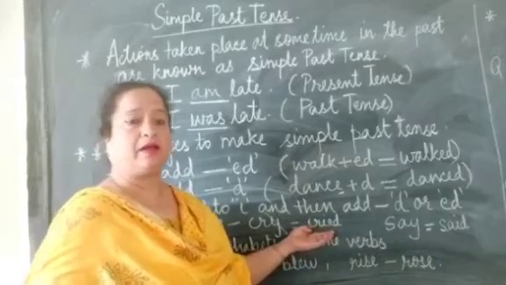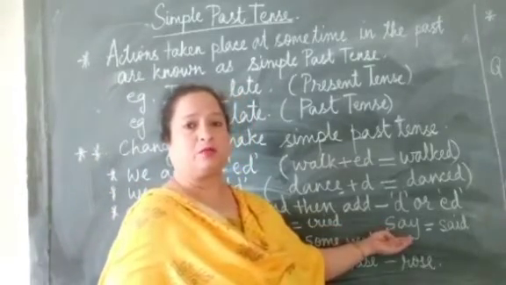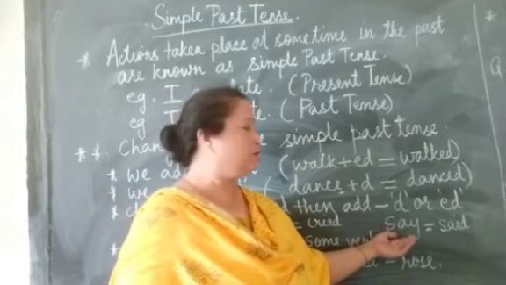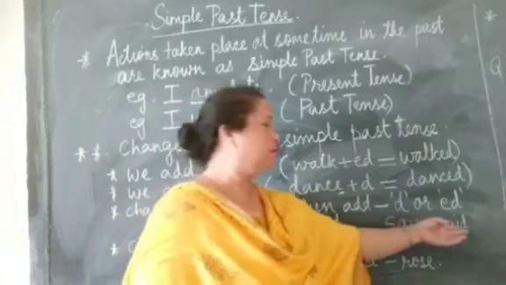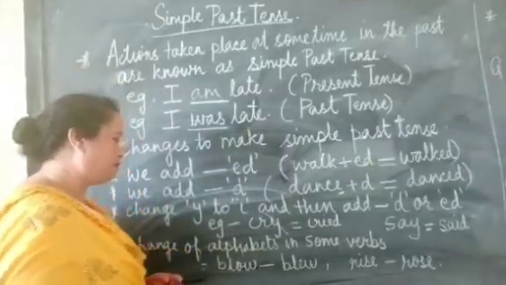So I have cried. The next word over here is say. This also ends with the alphabet Y. So I removed Y and instead of Y, I used I and then I added D to it to form the past tense verb of it.